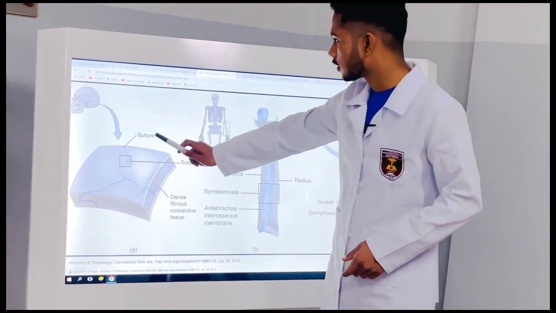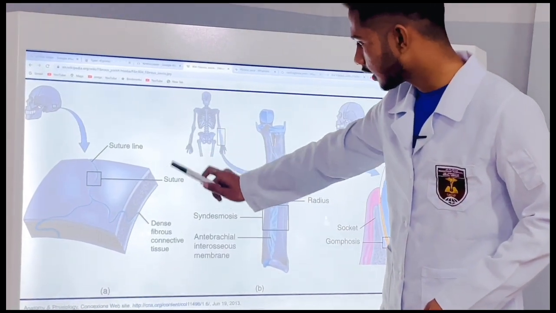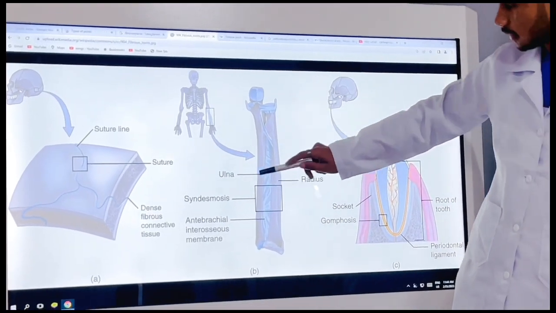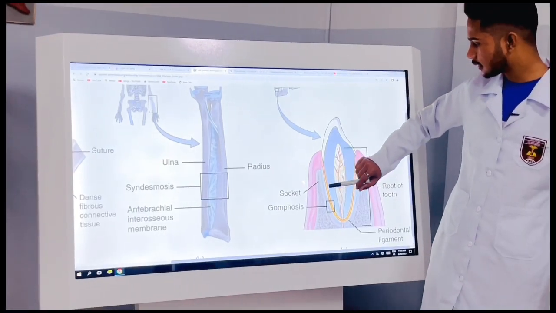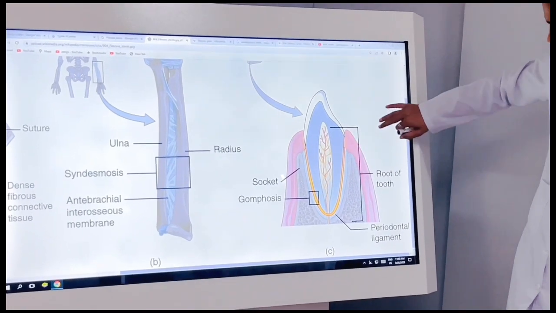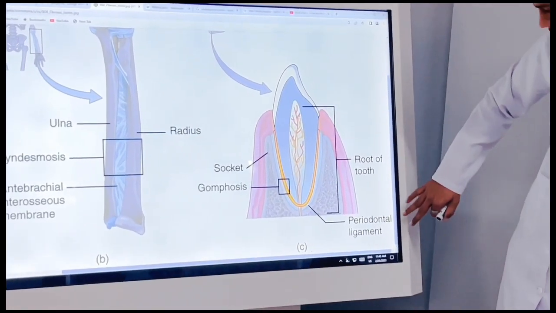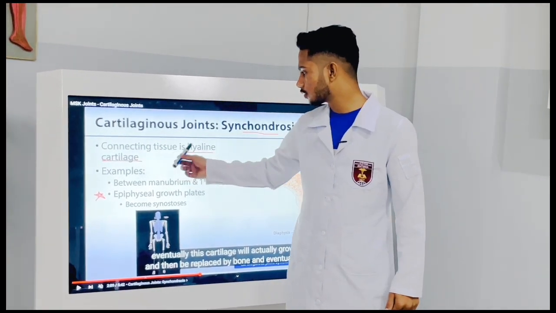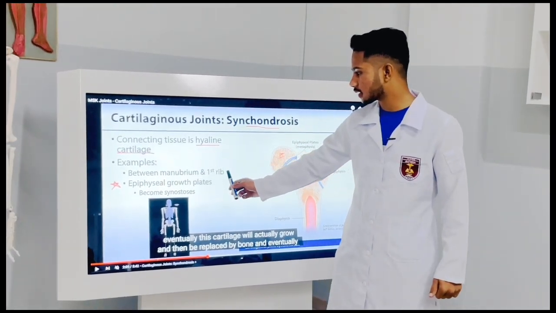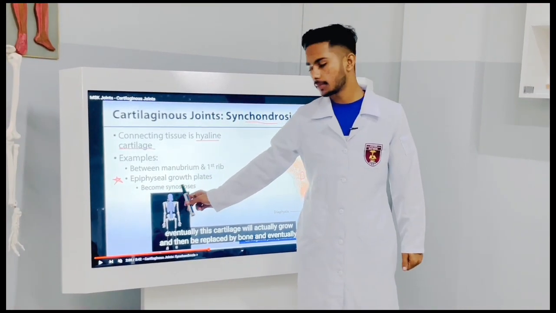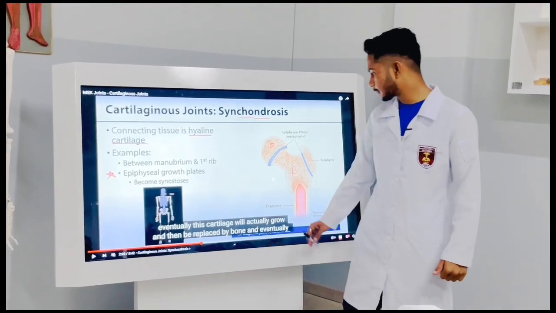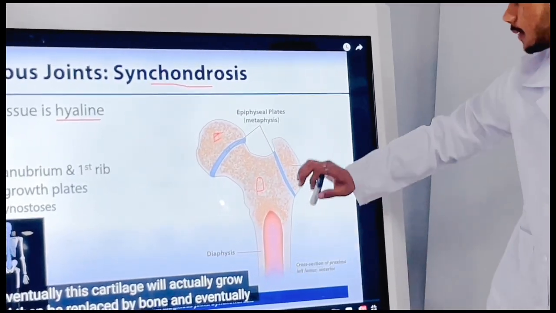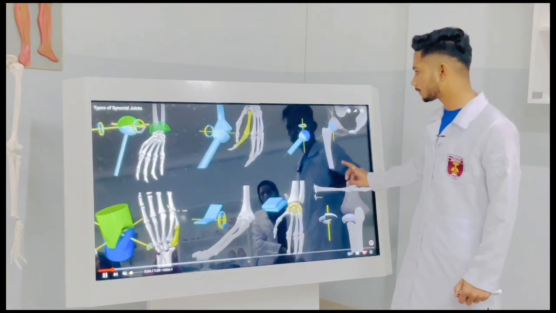Fibrous joint: suture line, suture, dense fibrous connective tissue, ulna, radius, socket, gomphosis, root of tooth, periodontal ligament. Cartilaginous joint: the connective tissue is hyaline cartilage. Example: between the manubrium and first rib, and the epiphyseal growth plate that becomes synostosis. Metaphysis, epiphysis, diaphysis. Types of synovial joint.